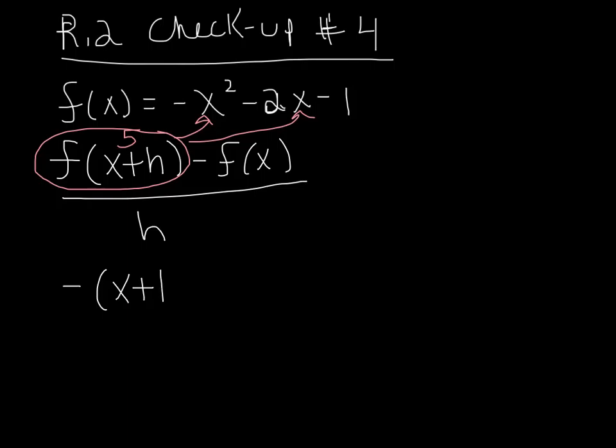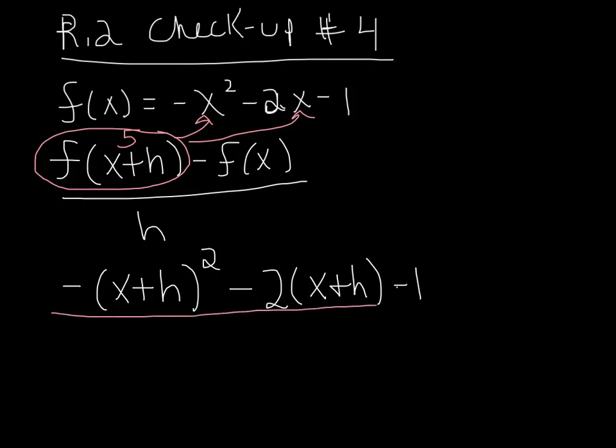It'd be negative x plus h. When you're replacing x with something, generally you want to keep it in parentheses, especially if it's got two parts to it. Minus 2 times x plus h minus 1. Okay, that's the hard part right there. That's the f of x plus h. I'll underline it in pink, so we can see that these are the same.